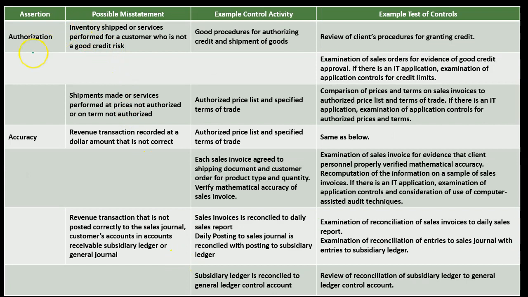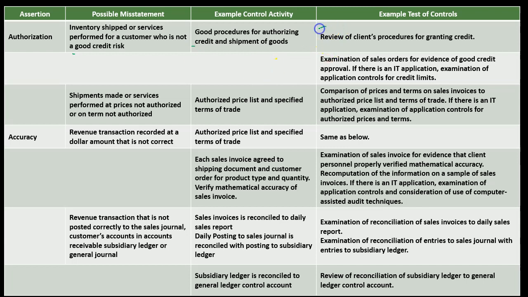Next assertion is going to be authorization. So, authorization: a possible problem with relation to this assertion is inventory shipped or services performed for a customer who is not a good credit risk. So there's a good credit risk, not a good credit risk, and we ship the goods. How can we guard against that with an internal control that was set up by the company? The internal control set up is a good procedure for authorizing credit and shipment of goods.